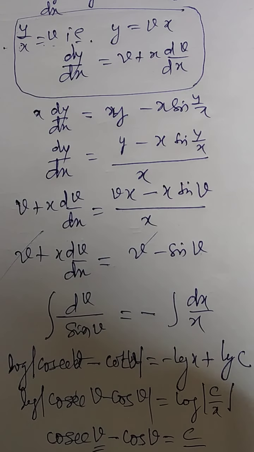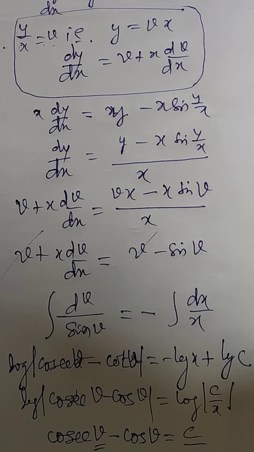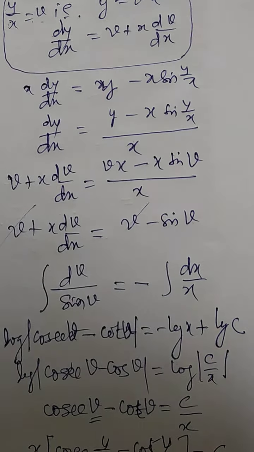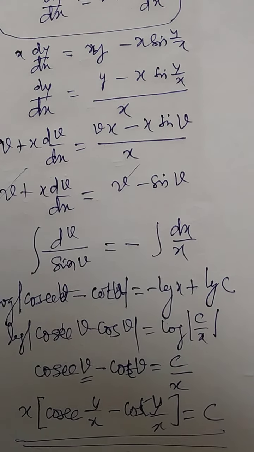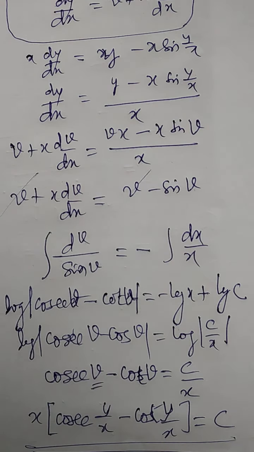So cosec of y by x minus cot of y by x will be equal to c by x, the constant of integration. So that is a way of answering the question. Here also there is the possibility that you will get an initial value problem. What does it mean? The values of x and y will be given, as in variable separable also. We'll see that type of question now.